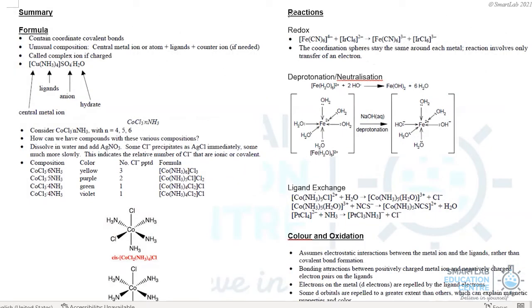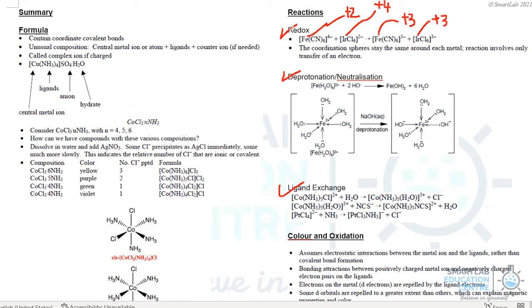Reactions of complex ions. There are only 3 reactions that complex ions can undertake, namely redox, deprotonation or neutralization, and ligand exchange. Let's start with redox. In the case of redox, the oxidation state of the ion involved would have changed. In this case, the oxidation state of iron is +2, and it has increased to +3, while the oxidation state of Ir has reduced from +4 to +3.